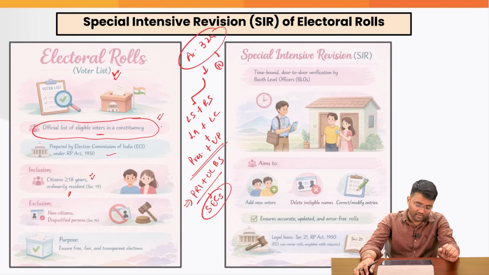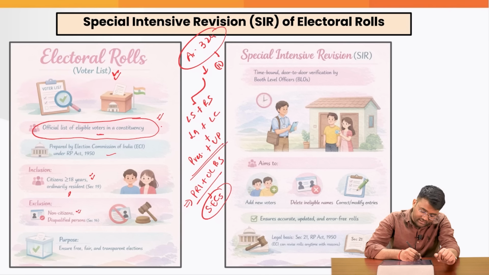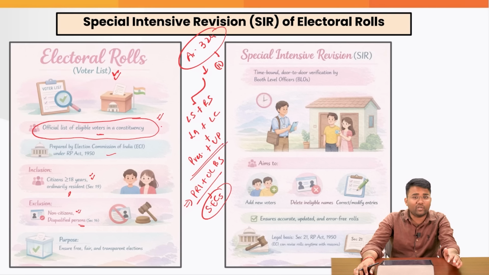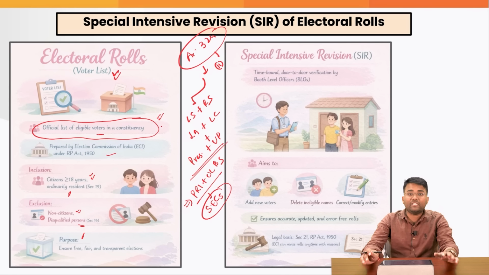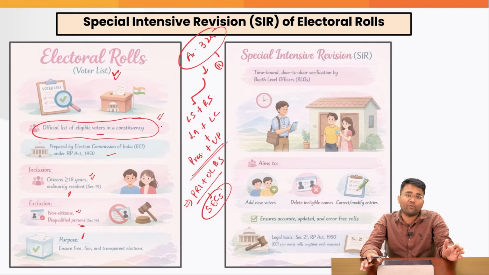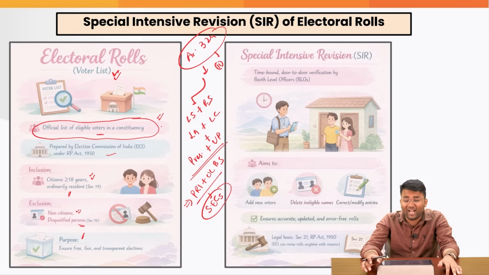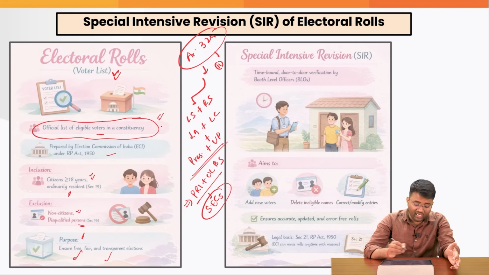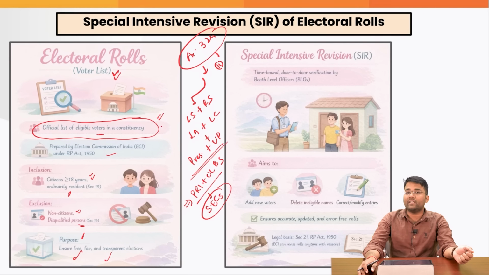of the RP Act. If they are non-citizens or disqualified persons as provided under section 16, their names may be deleted or excluded from the official voter list. The main purpose of keeping an electoral roll, or the official voter list, is to ensure that the elections that are going to be conducted are free, fair, and completely transparent.